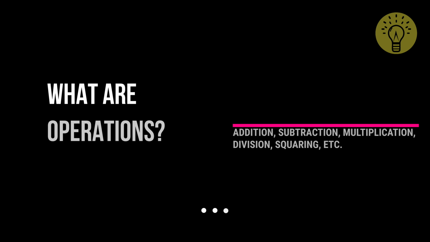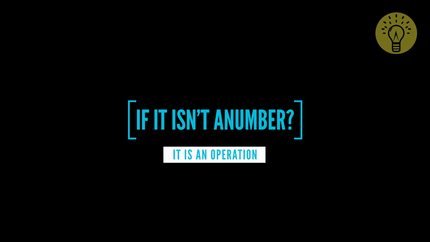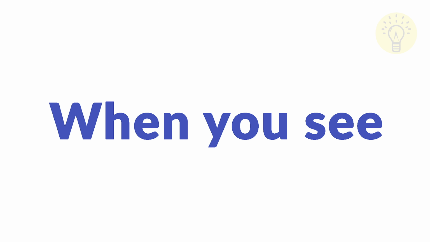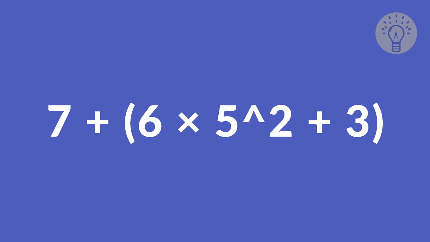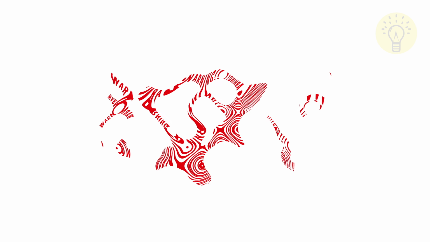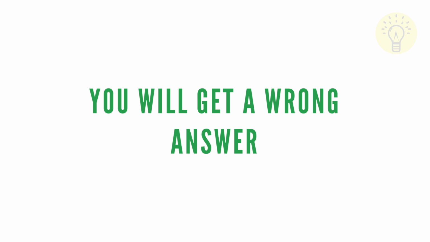What are operations? Operations means things like addition, subtraction, multiplication, division, squaring, etc. If it isn't a number, it is probably an operation. But when you see something like this, what part should you calculate first? Start at the left and go to the right, or go from right to left? Warning: calculate them in the wrong order and you can get a wrong answer.